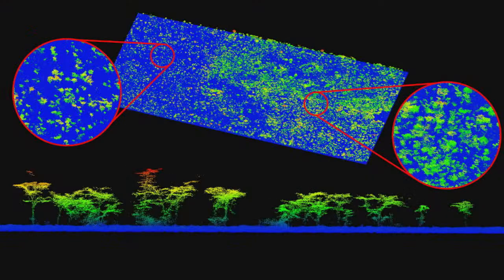So this is the sort of data that we collect with our UAV-borne LiDAR sensor. This is the Halo sensor. So what you're looking at here in the top is a top-down view of 24 hectares of Kenyan savanna. The brighter, warmer colors are the tops of trees. And then the blue you see in the background here is that grass layer.